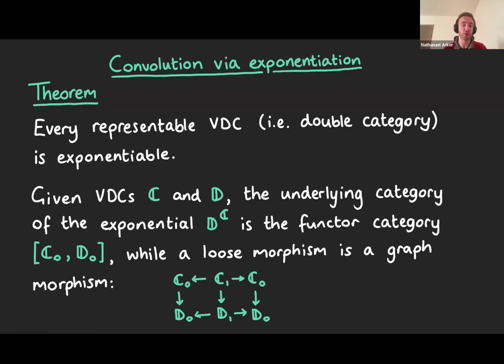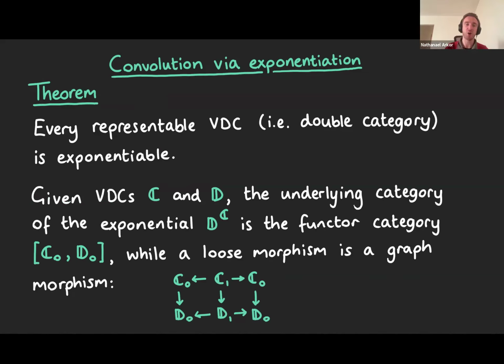The type morphisms are natural transformations, and the loose morphisms are morphisms of graphs. So we have a functor from this category C1, which is loose morphisms and unary cells, into D1. This is some assignment sending every loose morphism in C to a loose morphism in D, and similarly for unary cells. The thing to note is it's maybe not what we expect. The objects are not functors of virtual double categories, and we'll come back to this point in just a moment.